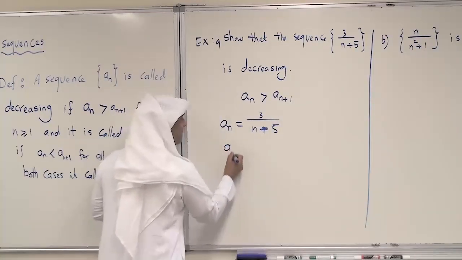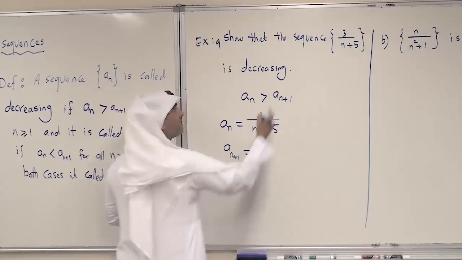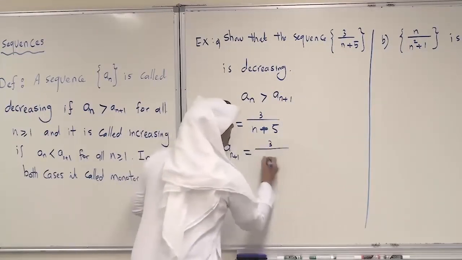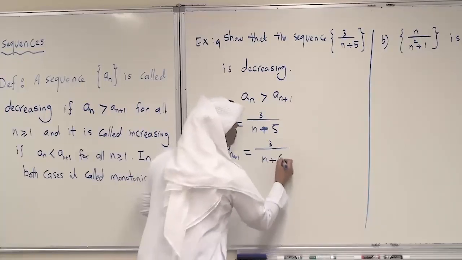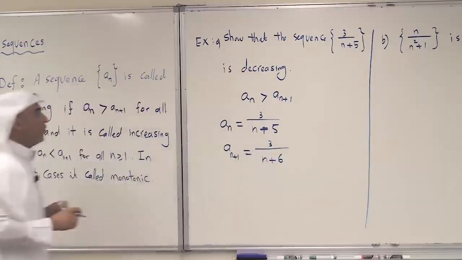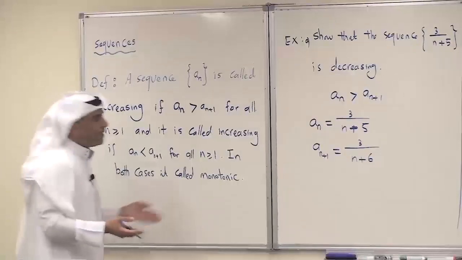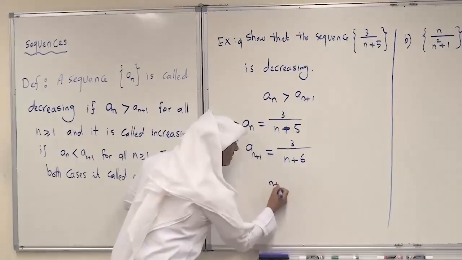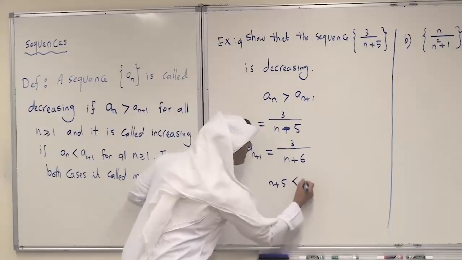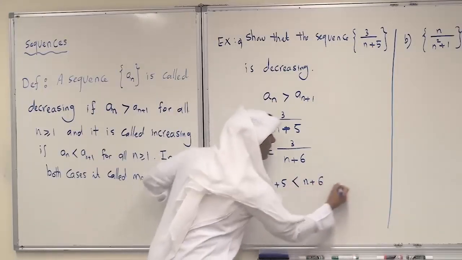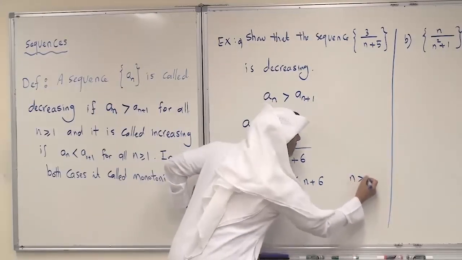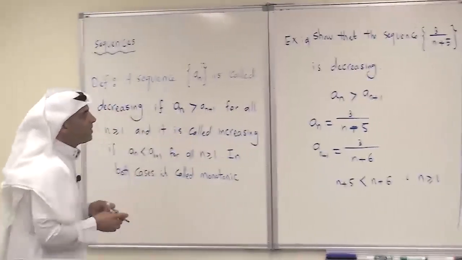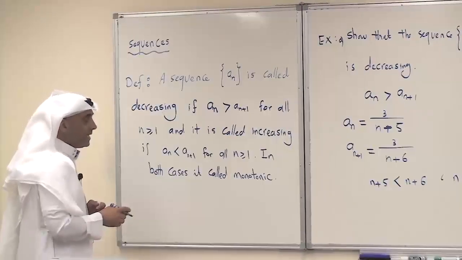What is an plus 1? It is just replacing n by n plus 1. So what we have is 3 over n plus 6. We need to compare these two things. We need to see which one is larger. But it is very clear that n plus 5 is less than n plus 6. This is true for any n greater than or equal to 1.